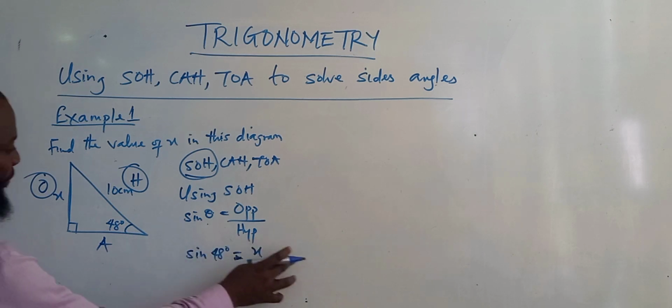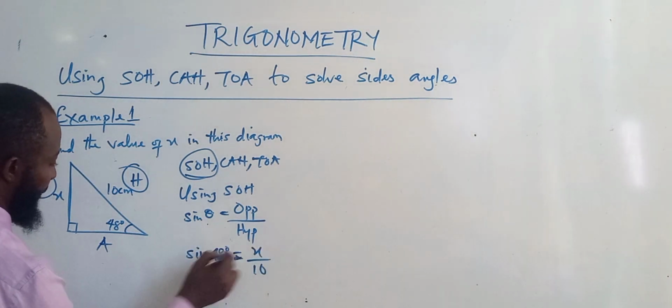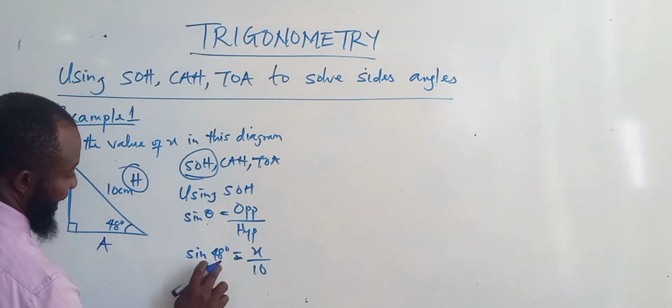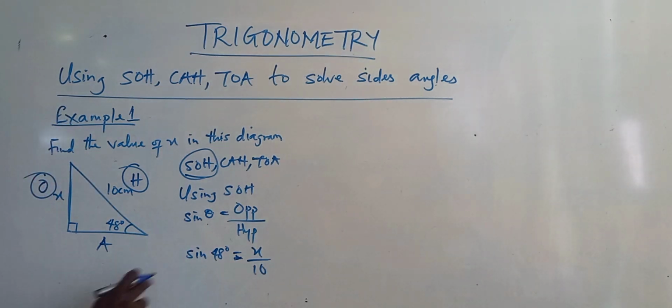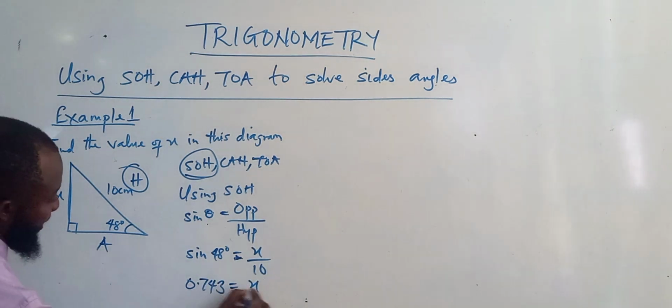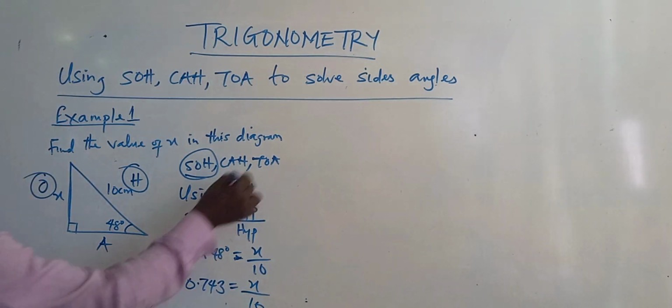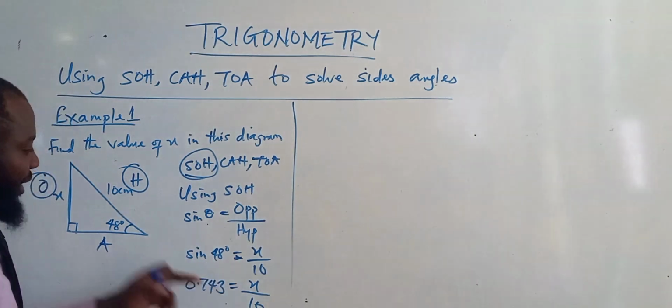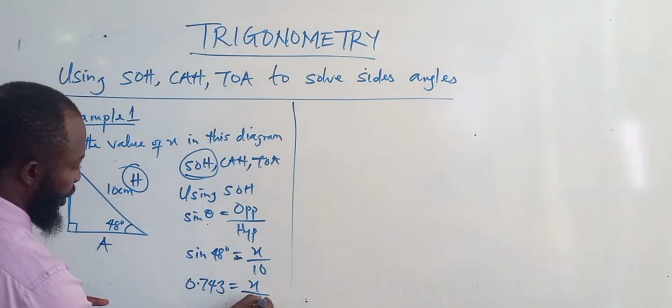10. So before we do that, we can as well find the sine of this. Let's find the sine of this first. So the sine of this, using your mathematical table or using a calculator, you're going to have 0.7431 equals x divided by what? 10.